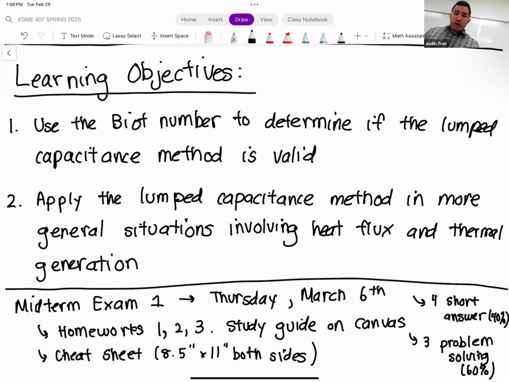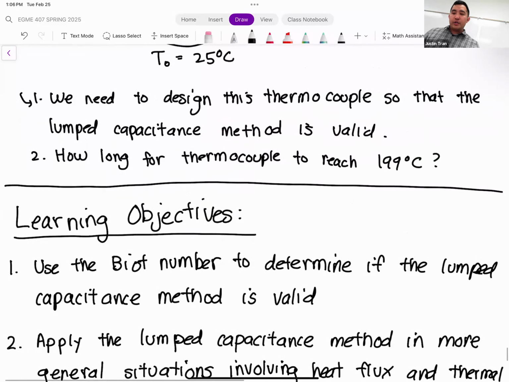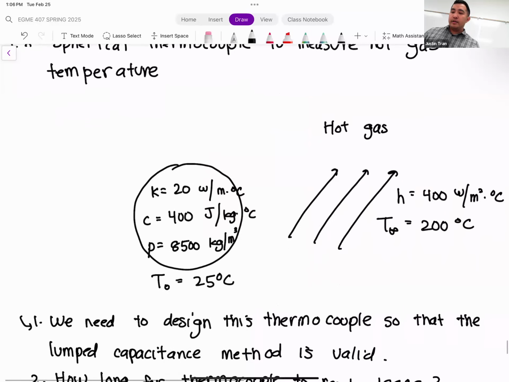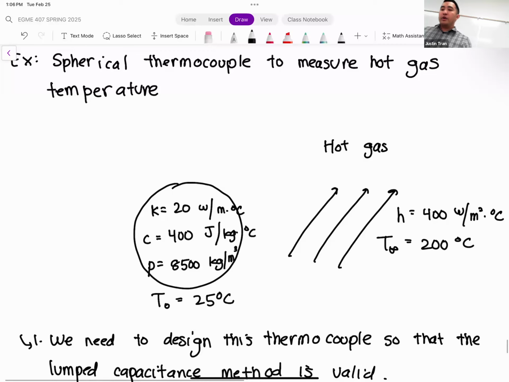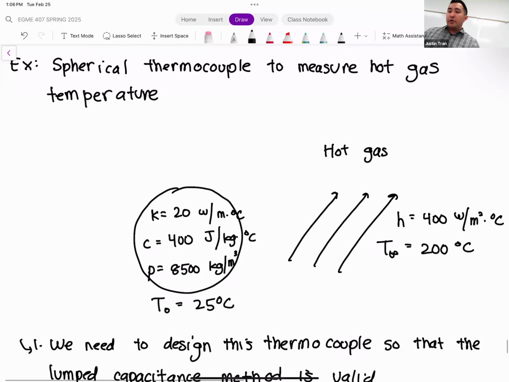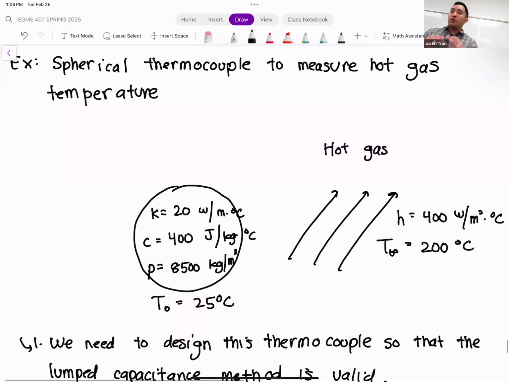I'm just going to scroll up here. Hopefully you wrote this down last time because it is a little bit lengthy. We were working on another unsteady conduction example, in which we are designing a spherical thermocouple to measure the temperature of a hot gas that's blowing by. We introduced this example to hammer home the idea of the Biot number and the validity of the lump capacitance method.